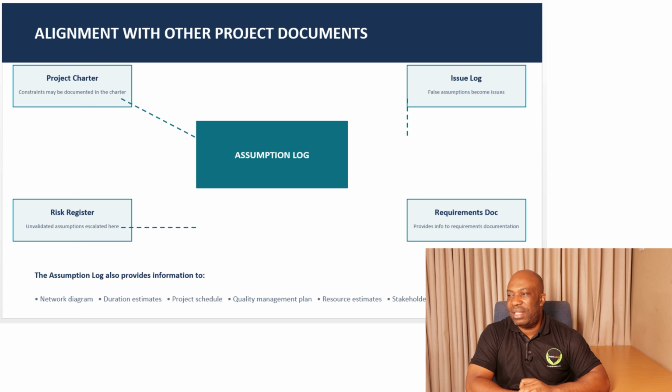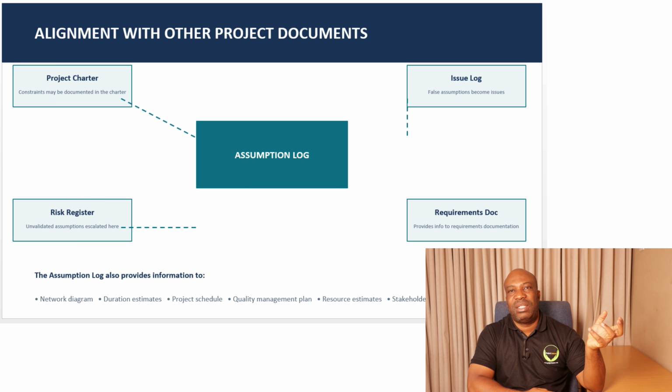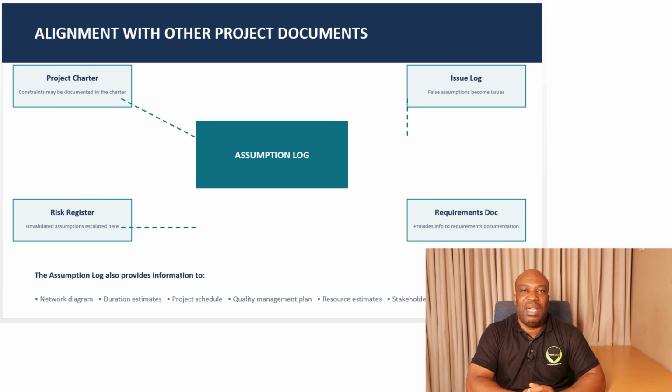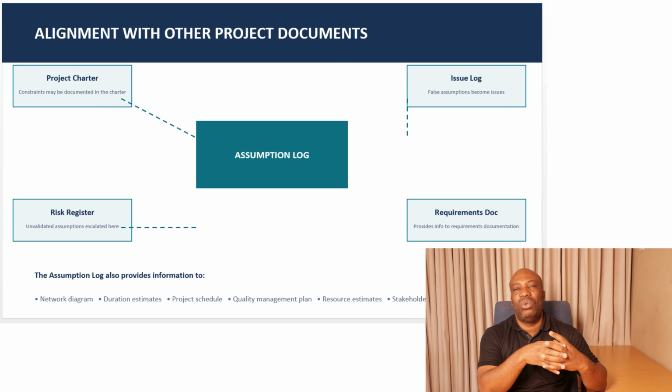Then risk register and validated assumptions also, you also have them. You have your risk register from the beginning of the project, which you update all the way up to the end. And then you have the issue log. Issue log is also what is being fed from the assumption log. Remember, if an assumption is transferred, it becomes a risk or it might become an issue. And also requirements documents, okay? It provides information for requirements documentation, assumption log.